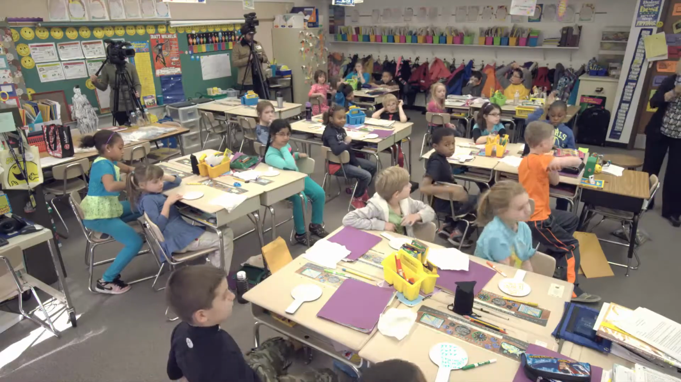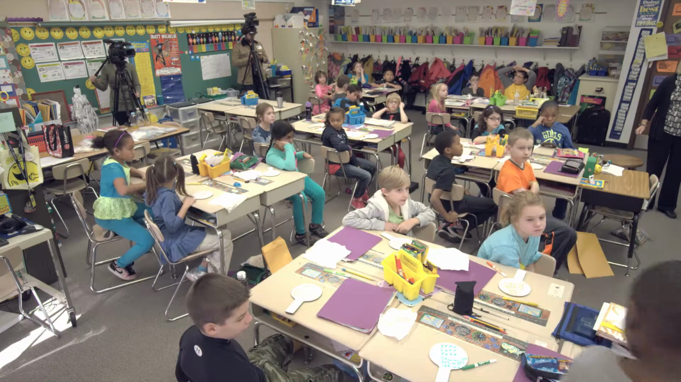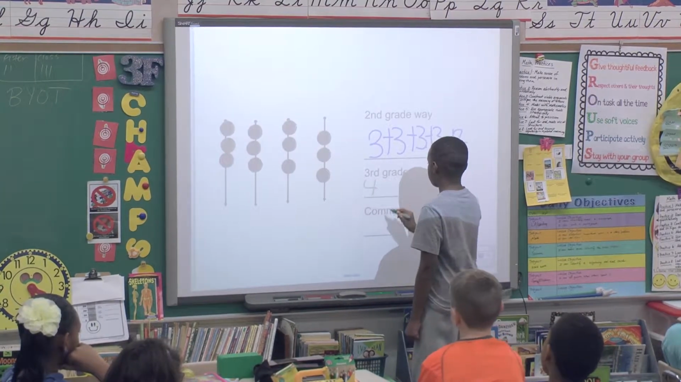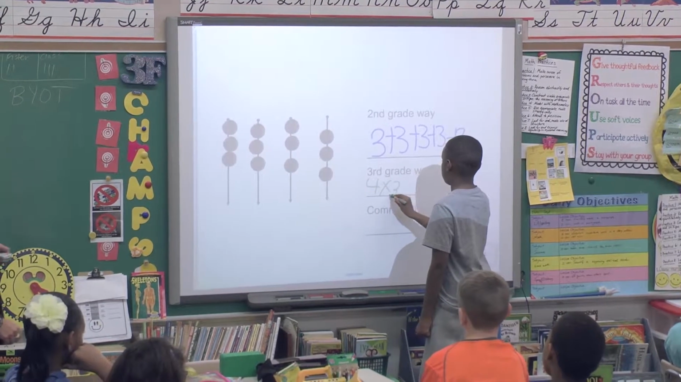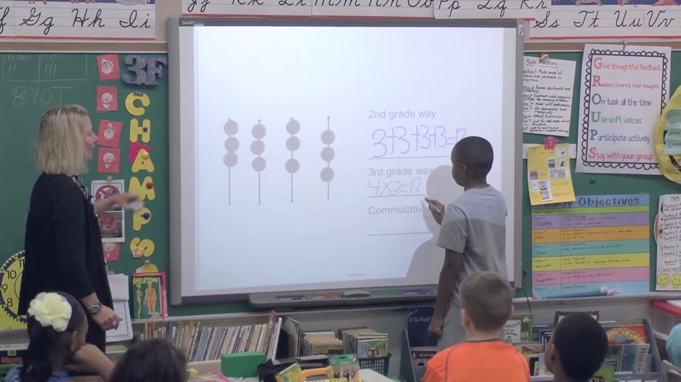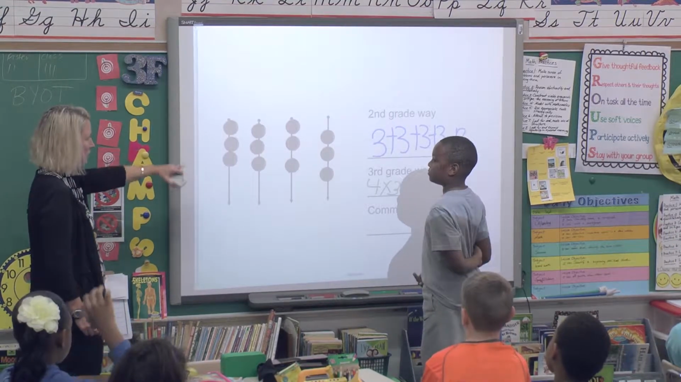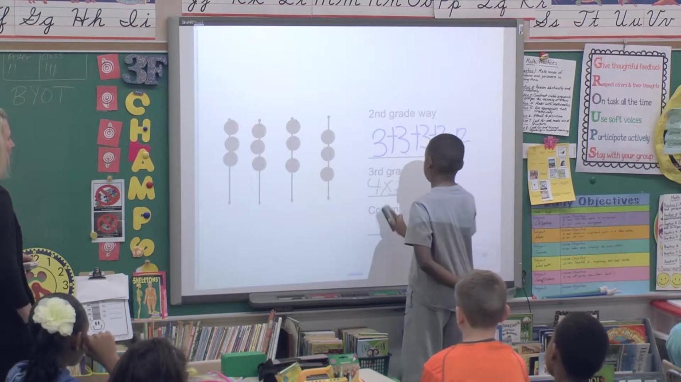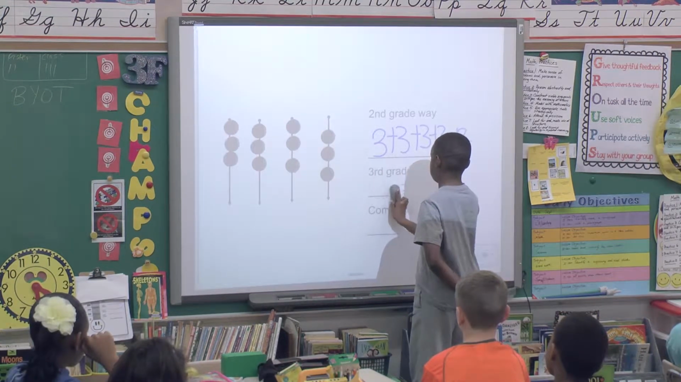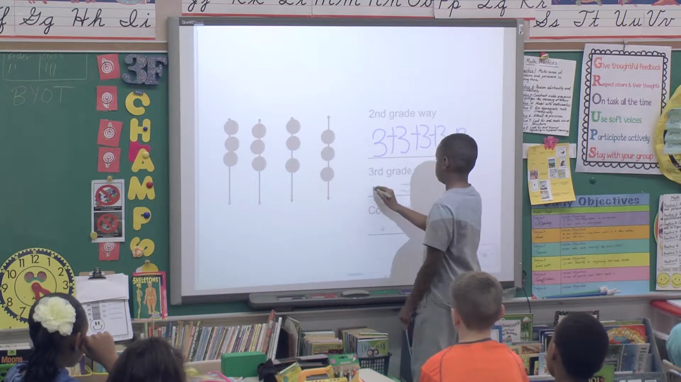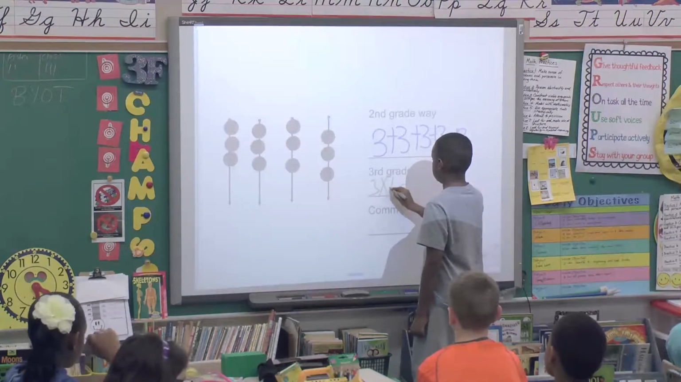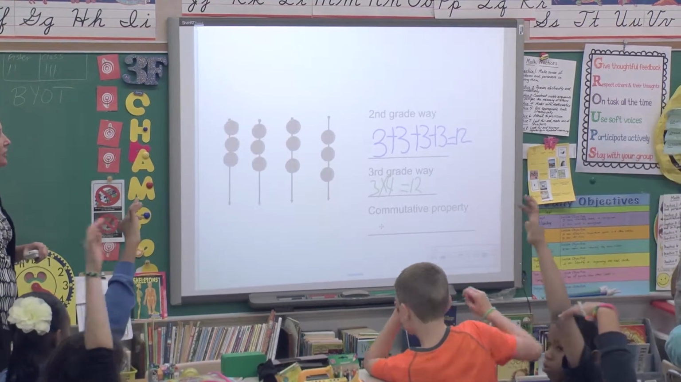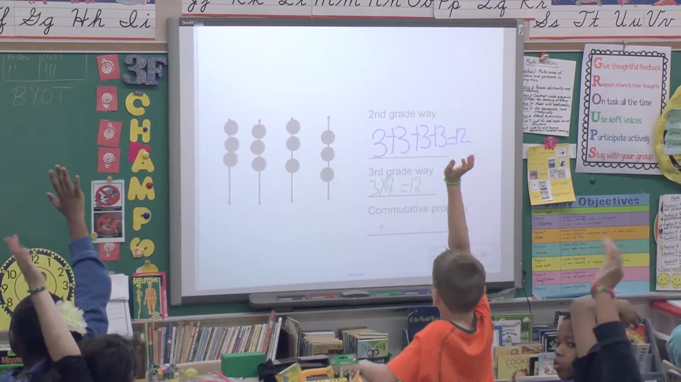How many down? Three. So what's our first number? Three. Same answer, but we just want to make sure today we always go down and then across. Okay, is your answer the same answer as Shanalei's? Okay, who would like to go up there and do the commutative property?